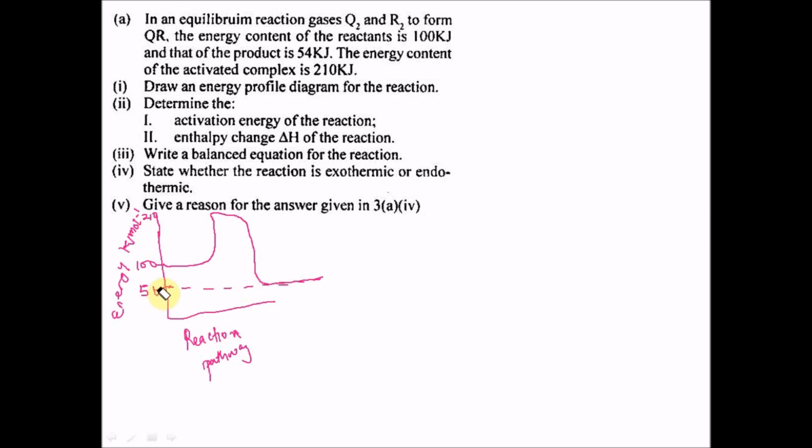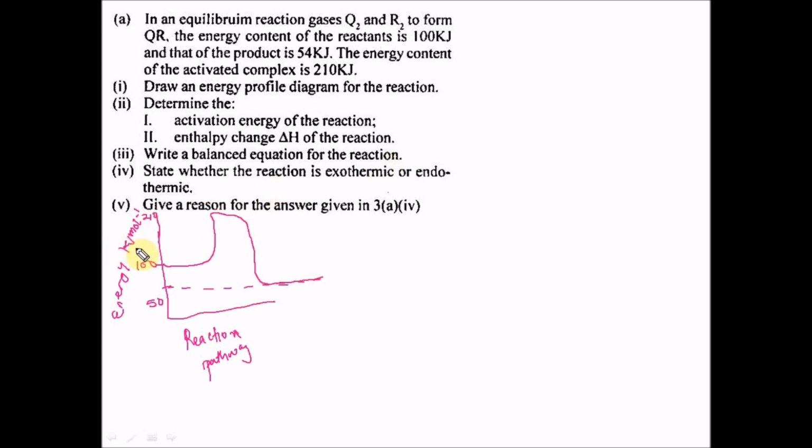So in between, let's put here as 50. Then here is 54 kilojoules. So our reactant here, 100 kilojoule, that's the energy content, goes up. Activated complex is 210. It peaks and the product is formed here at 54 kilojoules.